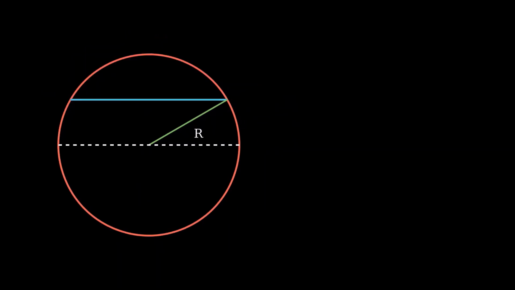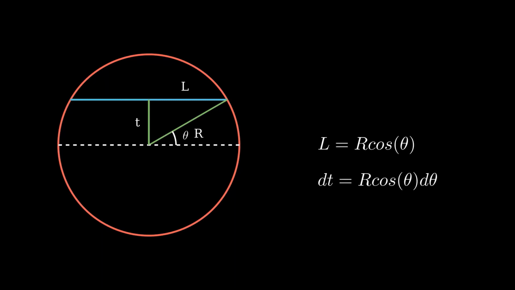We can see that the radius of a slice, L, can be written as r cosine theta. Since t equals r sine theta, we know that dt equals r cosine theta d theta.